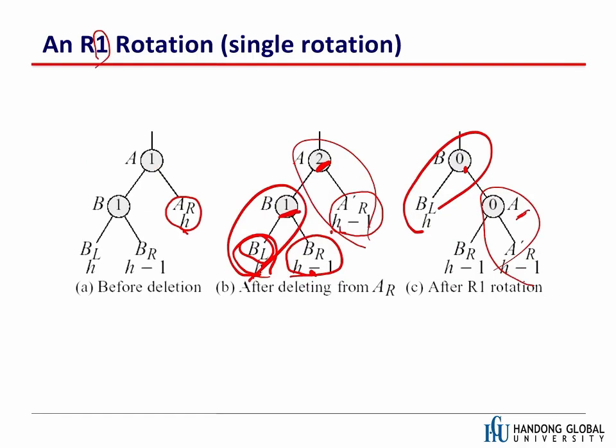So BF of B is 1. It means the height of BL is H and the height of BR is H minus 1. So after rotating, the height of this one is H and the height of this one is H, right? So BF of B is 0 and BF of A is 0 because this one is H minus 1, this one is H minus 1. So we actually rotated in the same way, but we have different BF numbers. That's it. So basically R0 and R1 rotations are similar to each other.